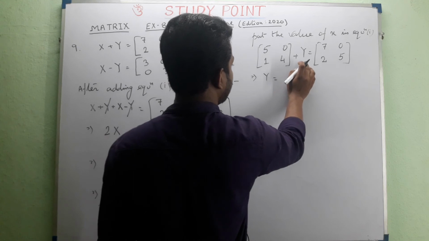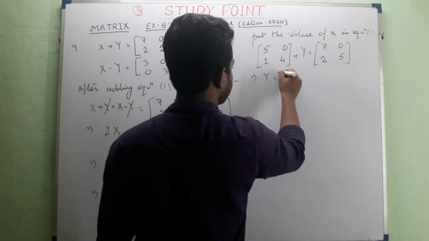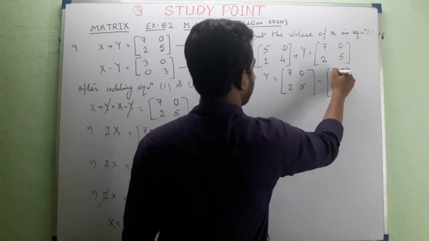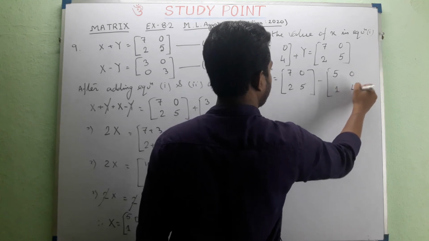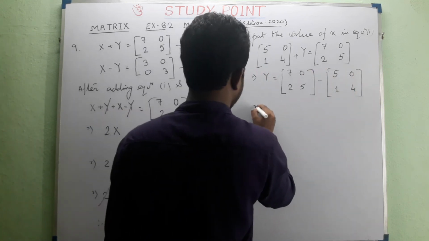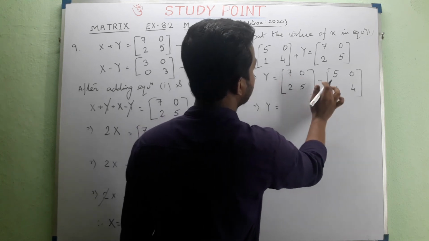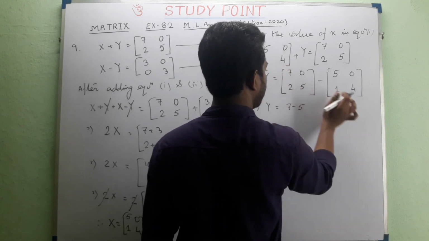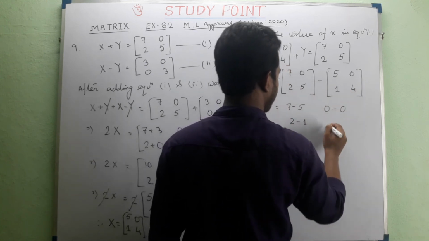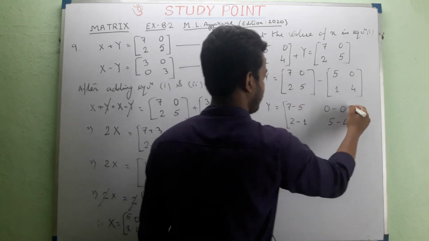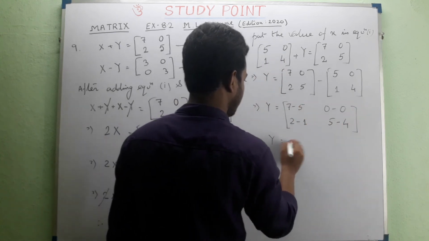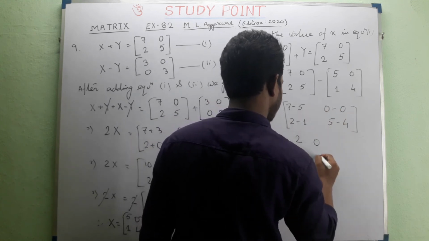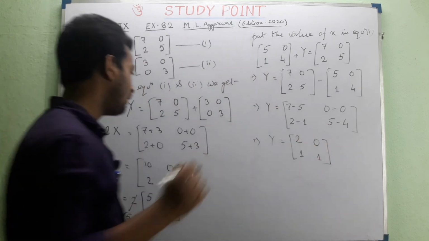So from here y will be equal to this matrix minus this matrix. So 7025 minus 5014. Now after solving, it will look like 7 minus 5, 0 minus 0, 2 minus 1, 5 minus 4. By addition and subtraction it will be 2, 0, 1 and 1. So this is the value of the y matrix.